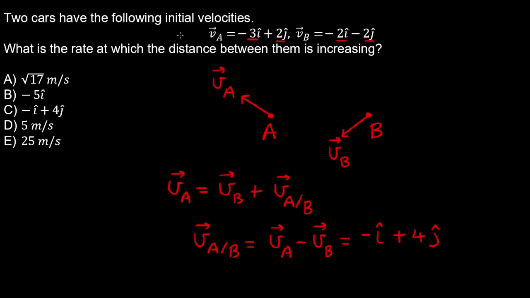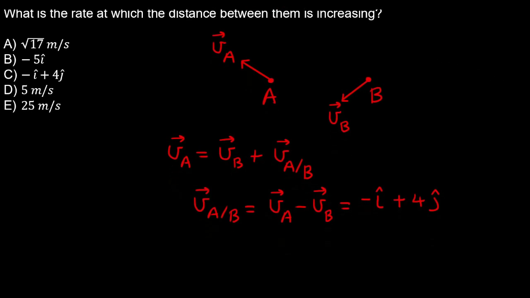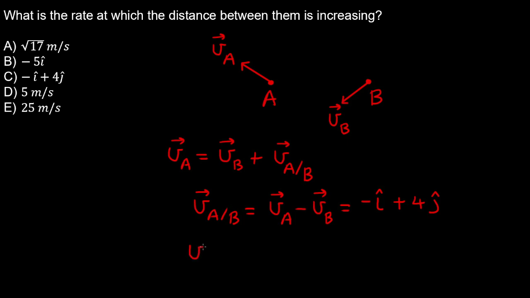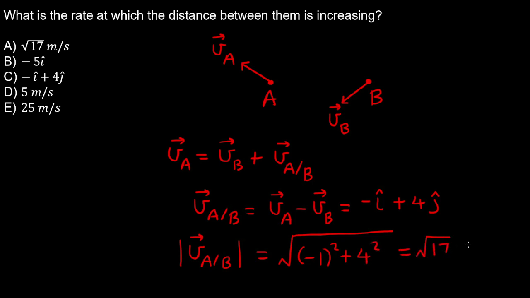But what we're looking for is the rate at which the distance between the cars is increasing, and distance is a scalar. So we take the magnitude of this velocity to get the speed. So therefore, we have the square root of minus 1 squared plus 4 squared, which is equal to root 17 meters per second. So the correct answer is A.